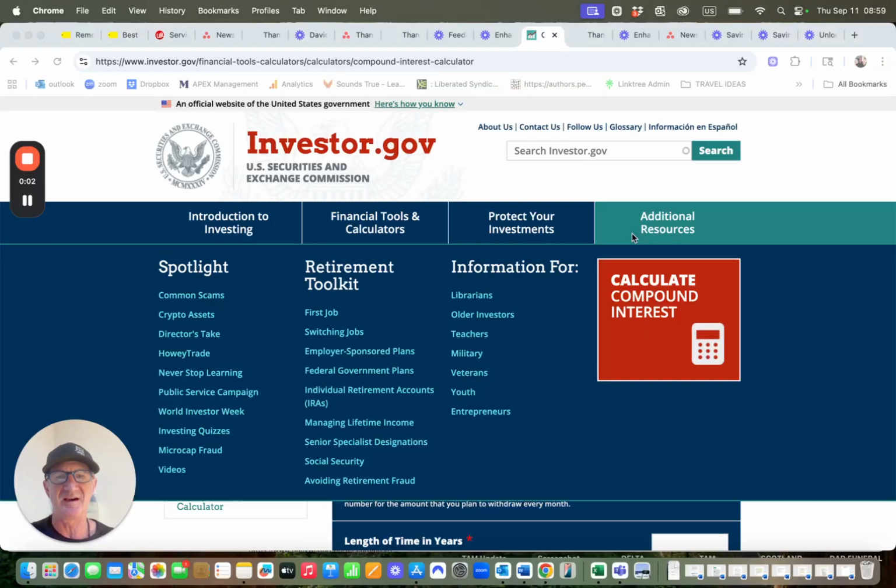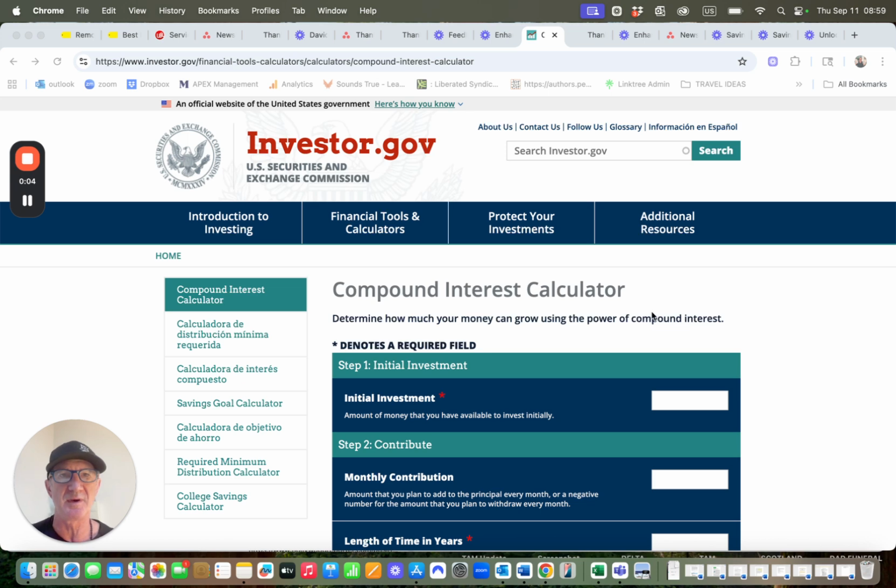Hi, my friends. I'm going to show you right now how to use a compound interest calculator that I love. This is the primary one that I have used the last 10 years. It comes from the United States government. It's at Investor.gov. All kinds of financial tools on this website, but I'm taking you right to the compound interest calculator. I'm going to show you in 2 minutes how to use this so you can run your own numbers.